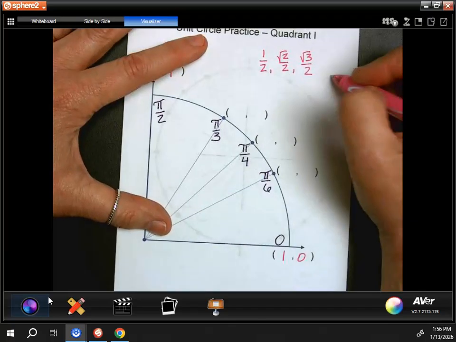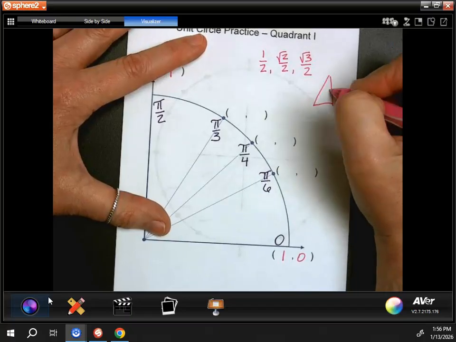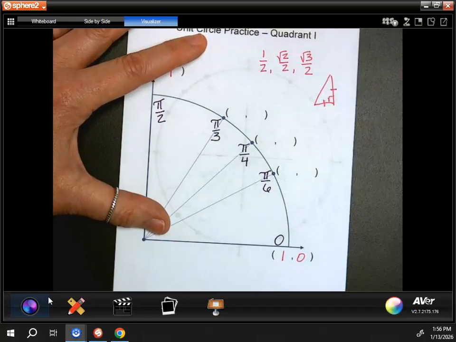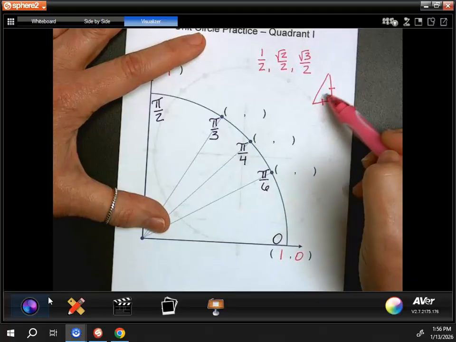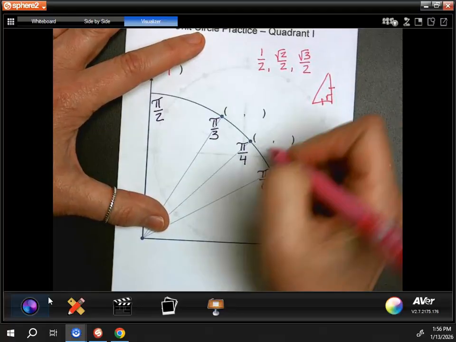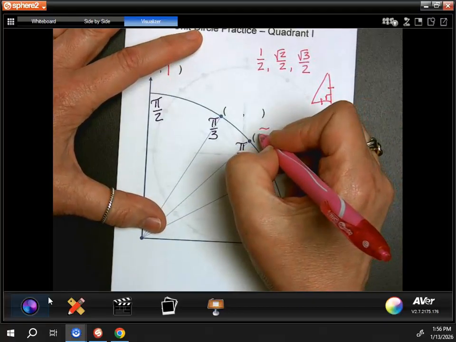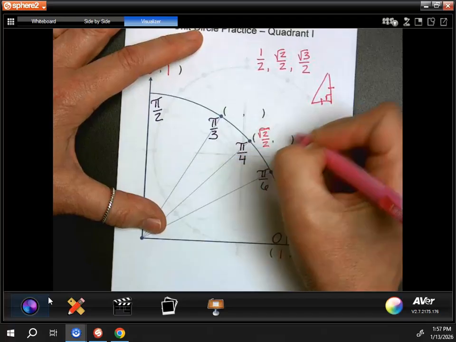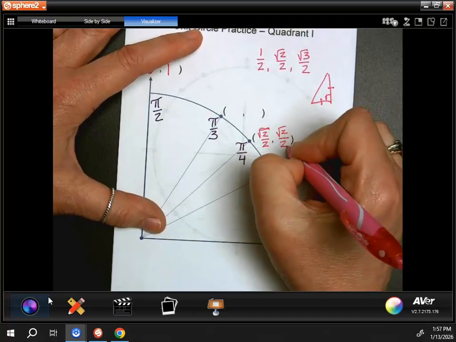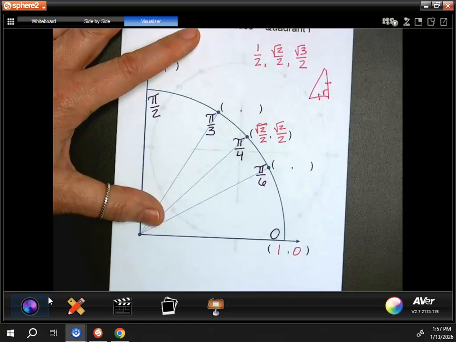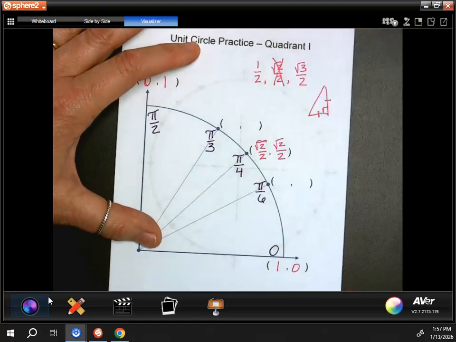Pi fourths, because that is an isosceles right triangle that we did. That's why your x and the y are the same, because it's a 45, 45, 90 triangle. So with pi fourths, that's square root of 2 over 2, square root of 2 over 2. Okay, so we're done with that one.